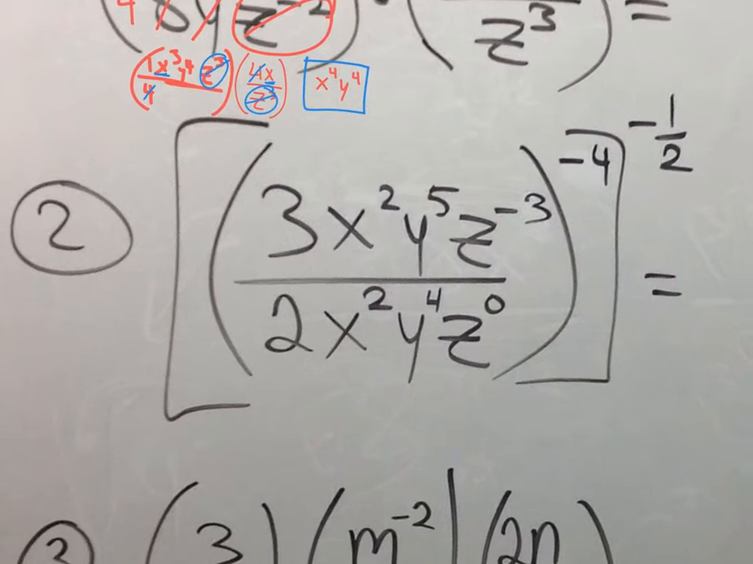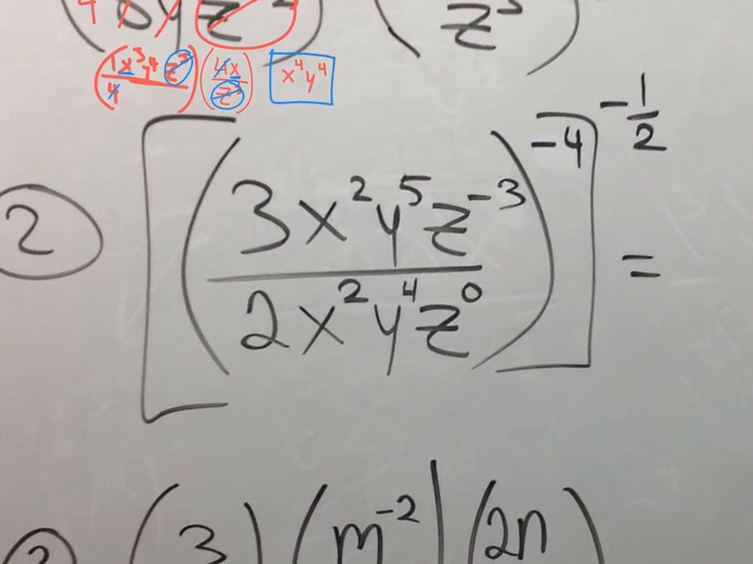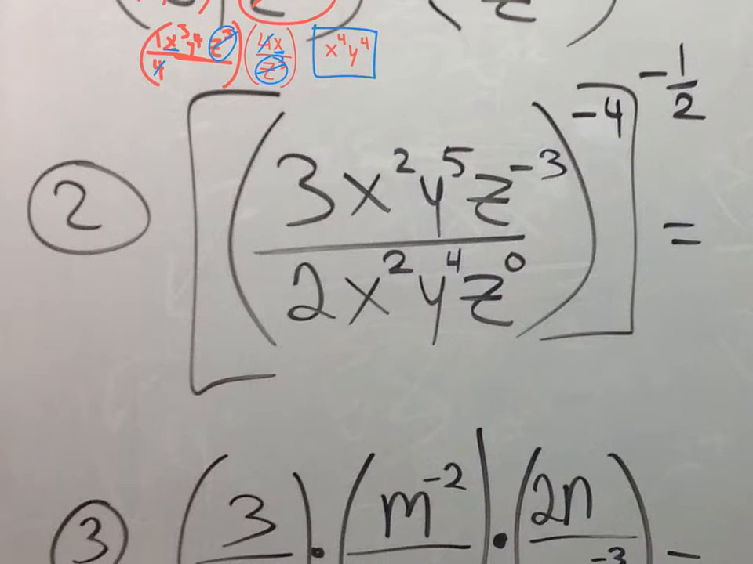Number 2. Copy that one down. So on number 2, there's many ways of doing this. Like, you could distribute the negative 4 into each and every term.